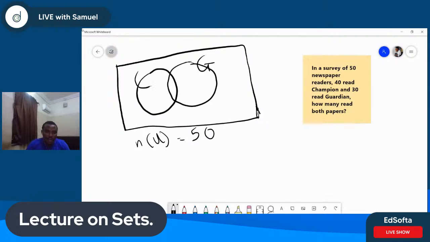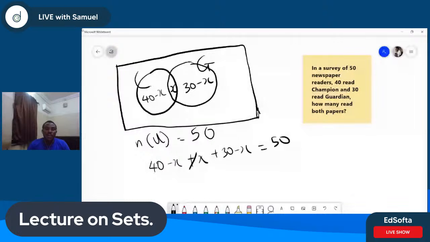That's in the middle, because the people that intersect, they read both what? Champion and Guardian. So how many people read Guardian? 30 minus x. How many people read Champion? 40 minus x. We do it the same way we did the last question. 40 minus x plus x plus 30 minus x is equals to 50. This can cancel this out. 70 minus x is equals to 50. X will be 70 minus 50, and our answer is what?